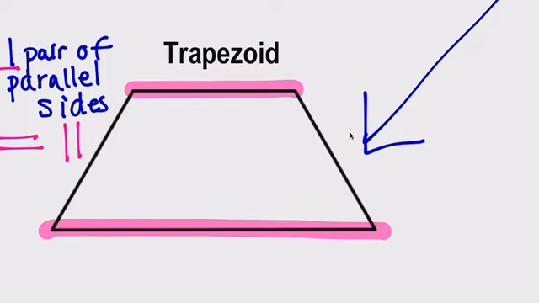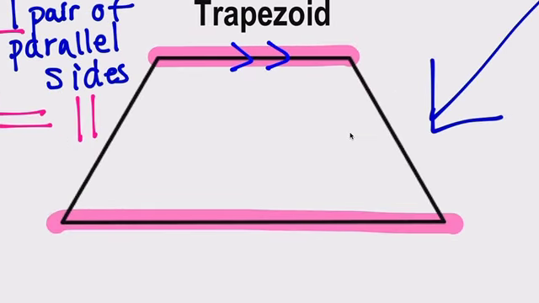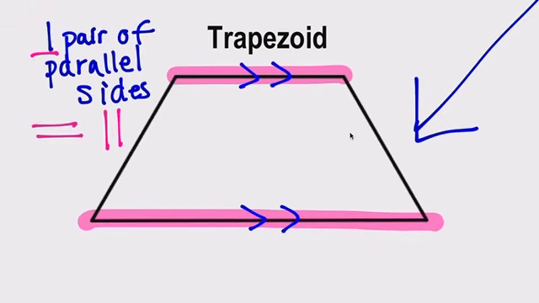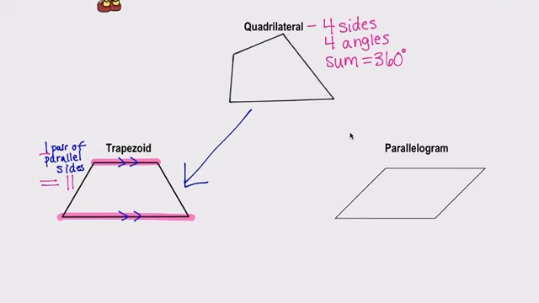So we could also use this symbol to show parallel sides. It looks like inequality symbols or little arrows. It shows that these sides keep going straight and they never touch. So a trapezoid has one pair of parallel sides. It also has all of the same characteristics as a quadrilateral. Four sides, four angles, and the angles add up to 360.